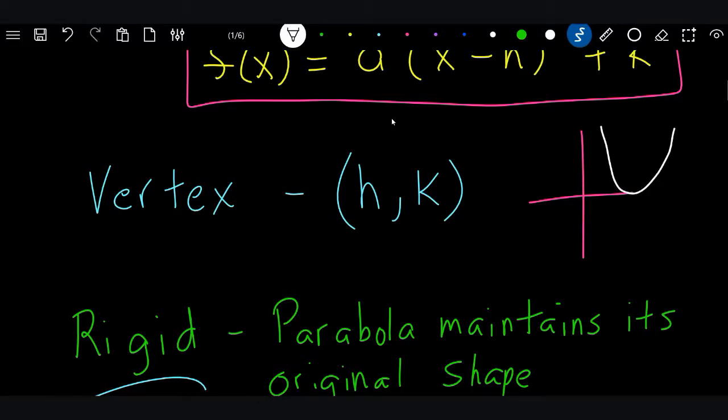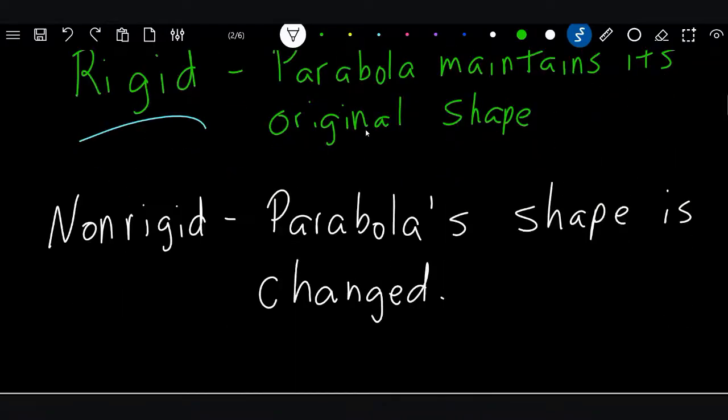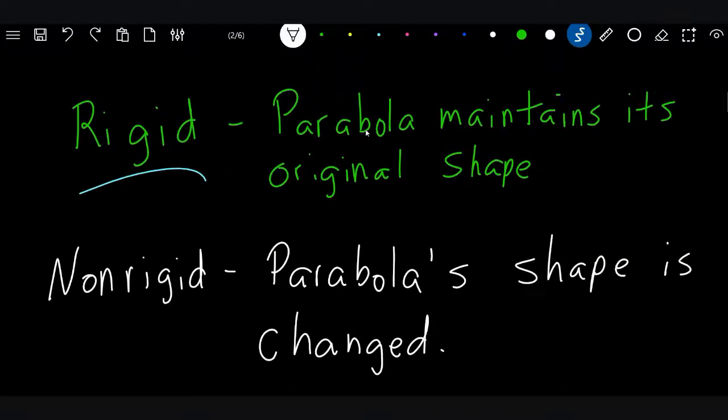I could translate it, and I just move it on the line left or right. I could also do the same thing up and down. Now, technically, that's changing the shape because I'm not drawing it perfectly, but you get the idea. I'm just moving it, okay? I'm taking the whole parabola, rigid, like it's stiff, and I'm moving the whole thing. I'm not changing my shape. That's rigid.